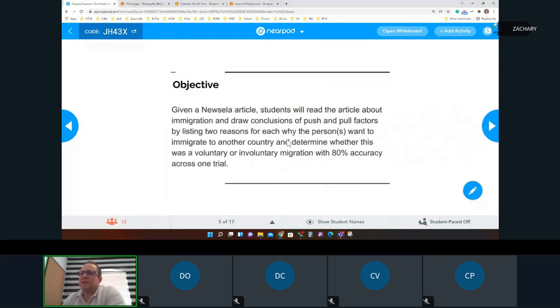What we've got here, guys, is going to be our objective for today: given a Newsela article, students will read the article about immigration and draw conclusions of push and pull factors by listing 2 reasons for each why the person wants to immigrate to another country, and determine whether this was a voluntary or involuntary migration with 80% accuracy across one trial.